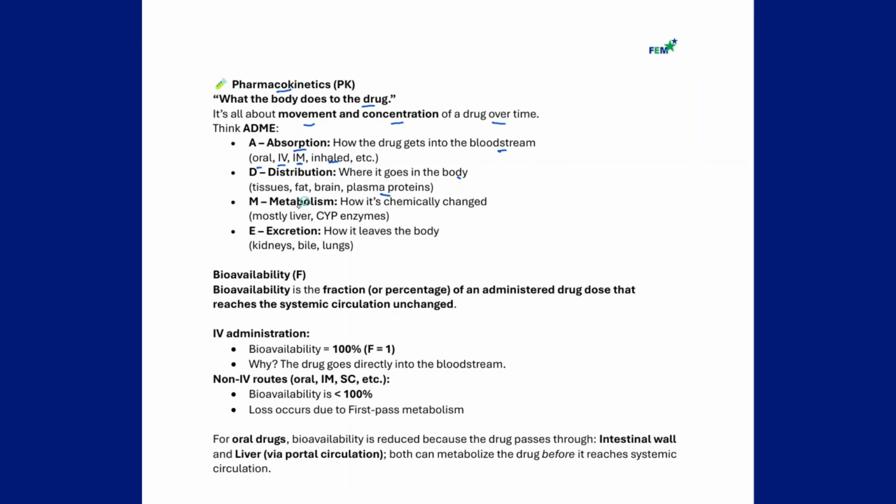And the M there is metabolism, which is how it's chemically changed, mostly by the liver, by the cytochrome P450 enzyme. And the last one is E. E is excretion, which is how it leaves the body, either through the kidney, the bowel, or through the lungs.